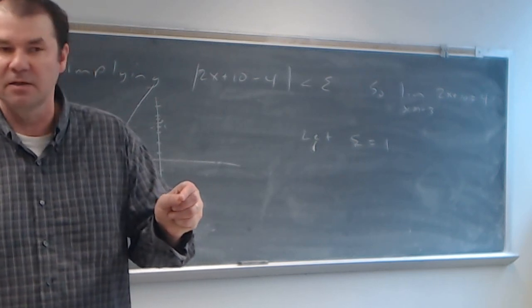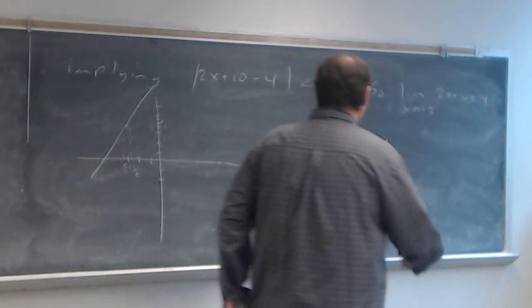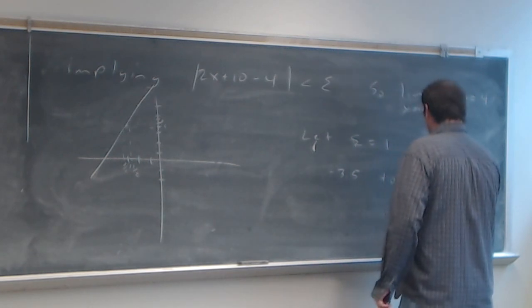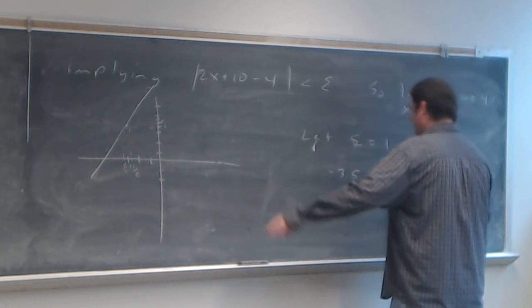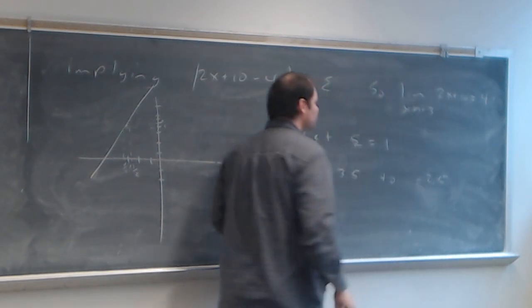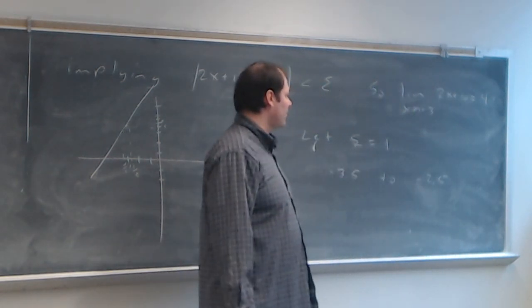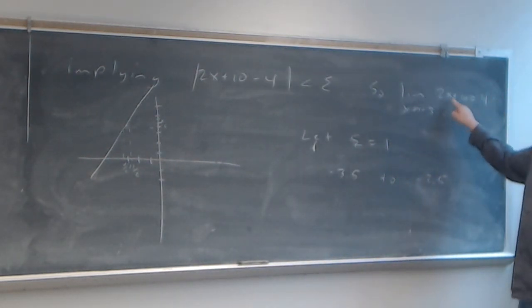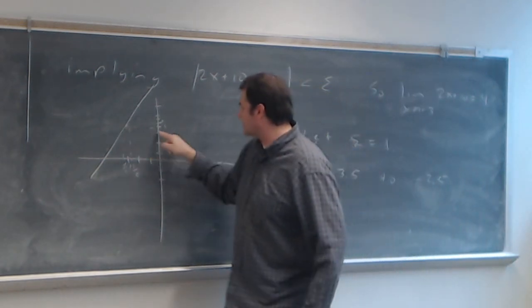Does that make sense? So as long as you're between minus 3.5, half a unit, so I went that way, to minus 2.5, it would force these output values to be within 1 unit of 4. Check it out. What if x was minus 3.5? What's 2 times minus 3.5? It's minus 7. Minus 7 plus 10 is 3. That's the bottom number. Well, of course it is.